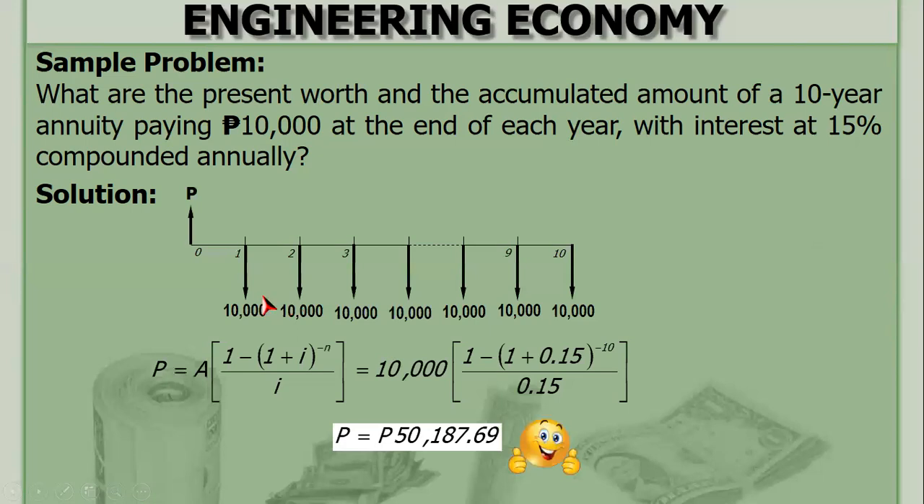50,187.69. Okay. So again, I want you to remember this. Kung asa to na-locate ang first payment, naman sa 1, di ba? Nasa 0 ang P. Reference niya ba? Okay. And then ang F side, mo coincide there is a 10, pinaka-last.